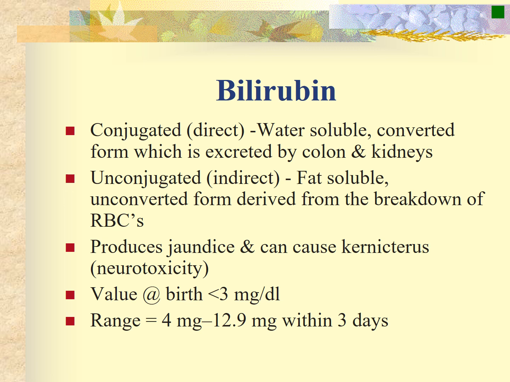There are two types of bilirubin. There's the conjugated or direct, which is water soluble. The converted form will be excreted by the colon and the kidneys. Those are less likely to cause a problem. The unconjugated or indirect ones are fat soluble, and they are an unconverted form that's derived from the breakdown of red blood cells. Those red blood cells, as they lyse or break down, produce a bilirubin that the liver is supposed to excrete or handle. But these little babies, their livers are not mature yet. And so babies with an excessive level of red blood cell breakdown will show jaundice.